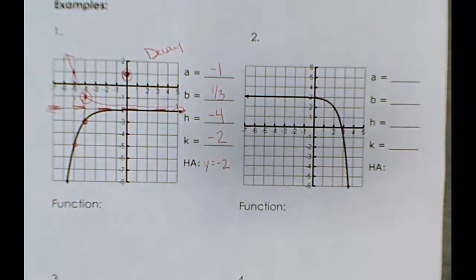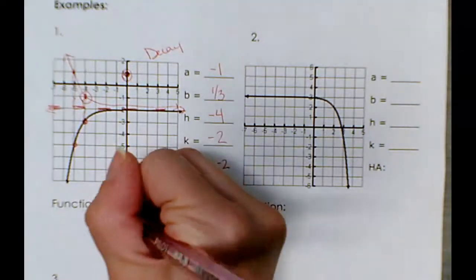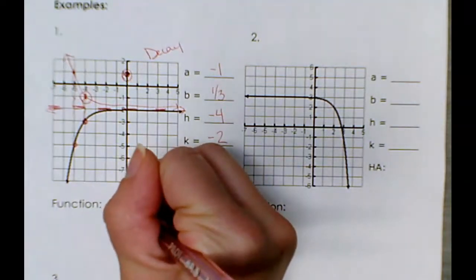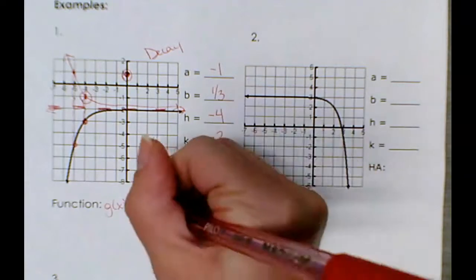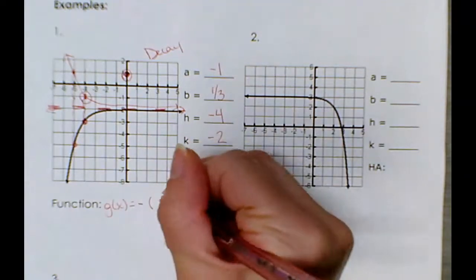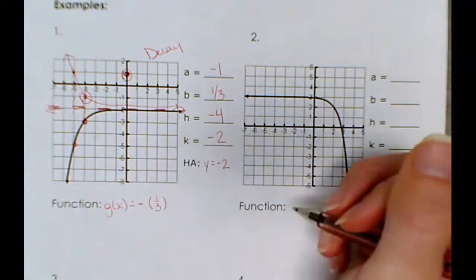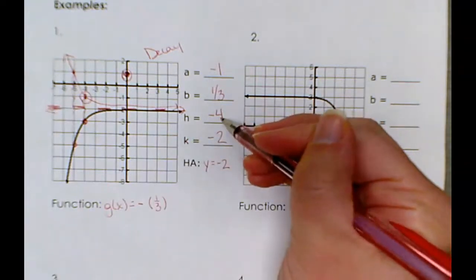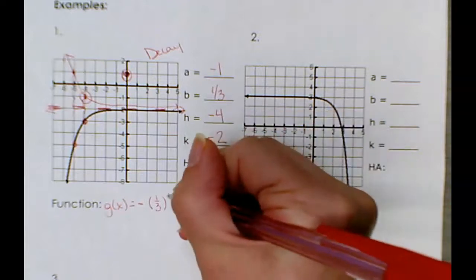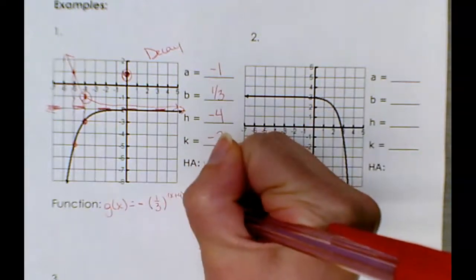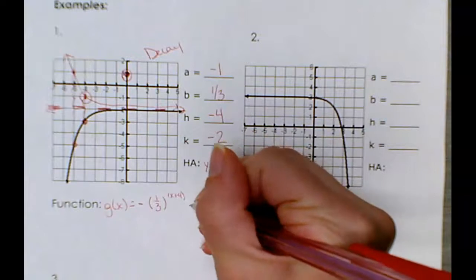So when you put everything together, the new function is g of x equals a, which is the -1, times the base b of 1/3, to the power of x with the opposite of h, so x plus 4, and then plus k, which is -2.